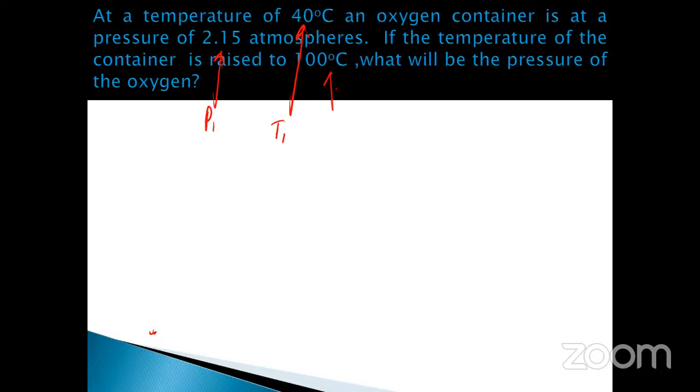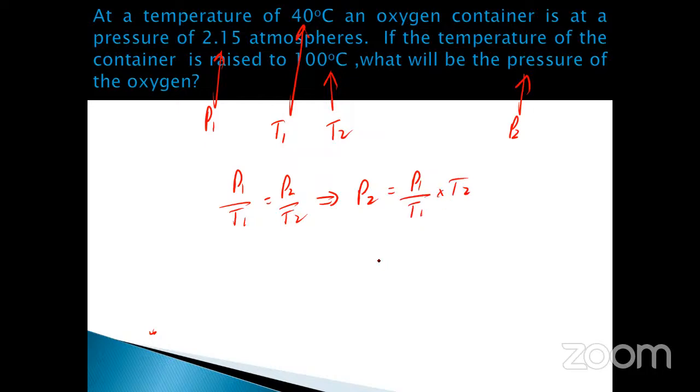And this would be T2. And the question is asking for P2, right? So since we know that P1 over T1 is equal to P2 over T2, then we can rearrange this to get the expression for P2, which is P1 over T1 times T2, and then we put the numbers in.